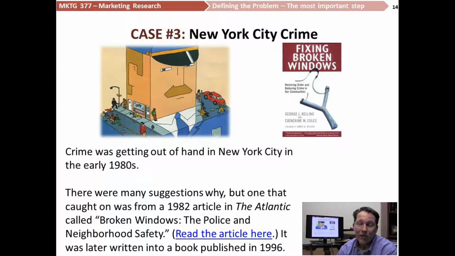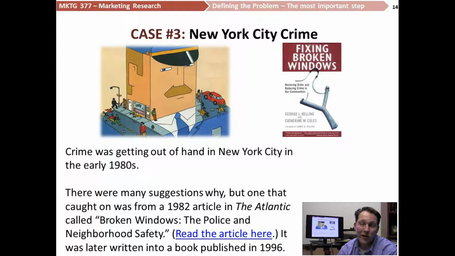And the crux of the article was that fixing broken windows could help to reduce crime. The idea was that if you go into a neighborhood where you see broken windows, you're going to assume that nobody cares about that neighborhood, and that therefore it's okay to commit crimes there because nobody cares.